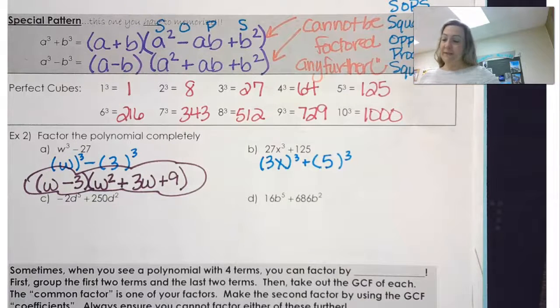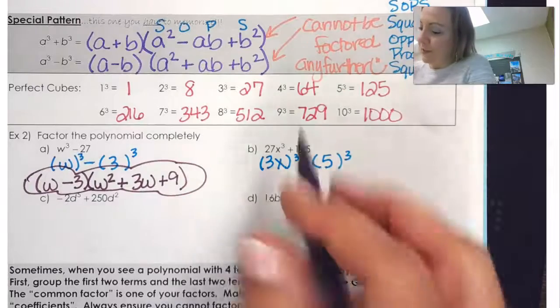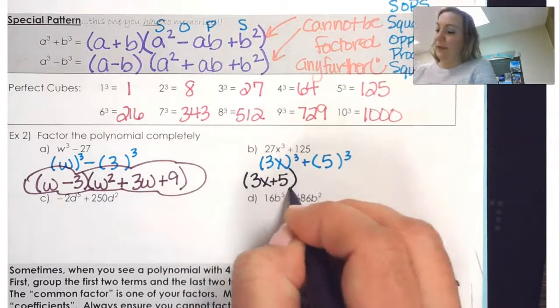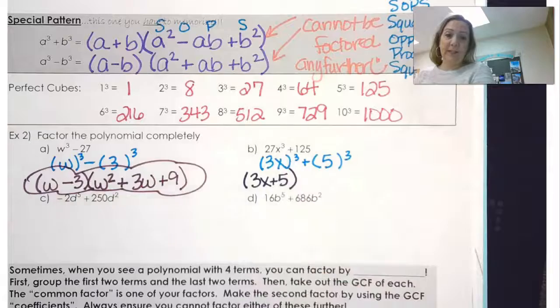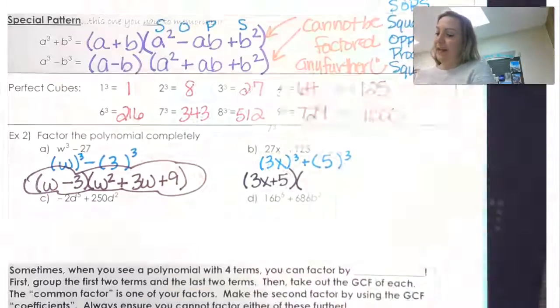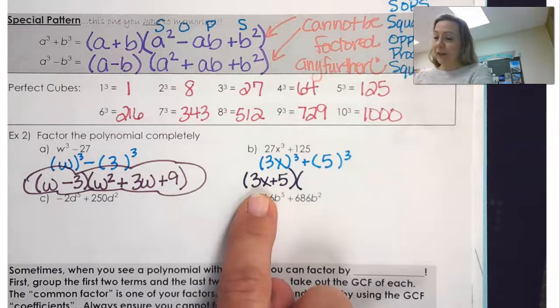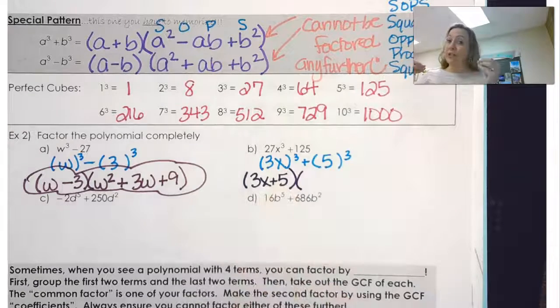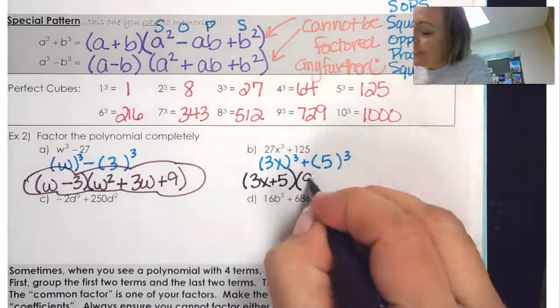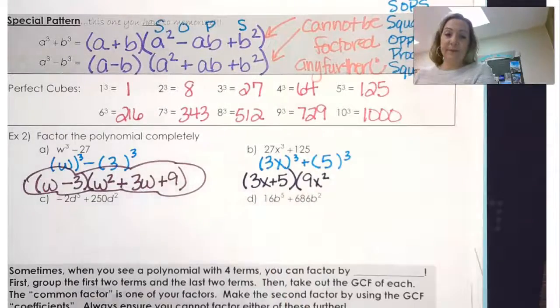And now that we have that, we can utilize the pattern. We have our cube roots. So our first factor is going to be 3x plus 5 because we had addition in our original problem. Then we need to square 3x. Now remember, we're not just squaring x, we're squaring 3x. So that gives us 9x squared.